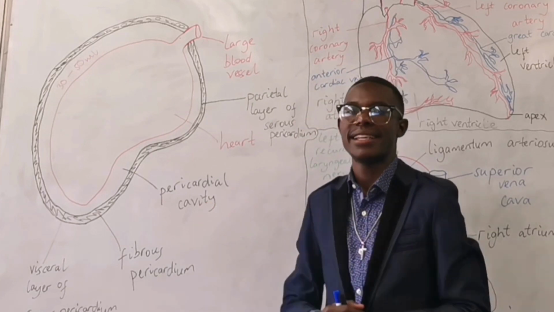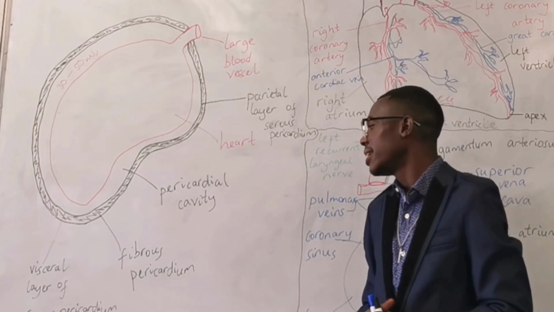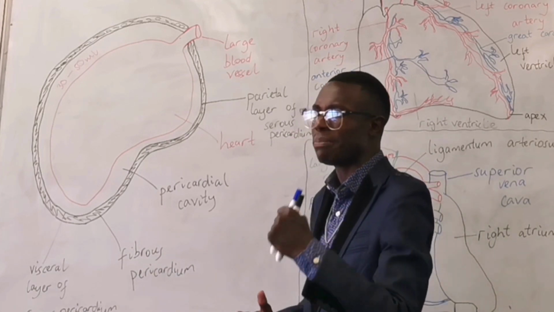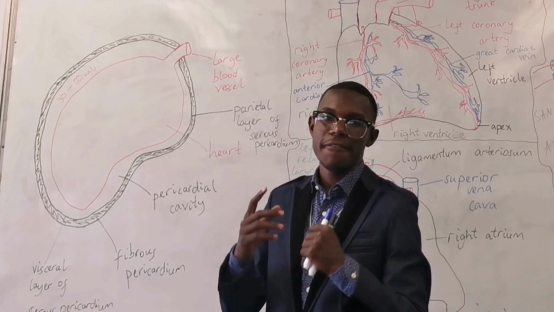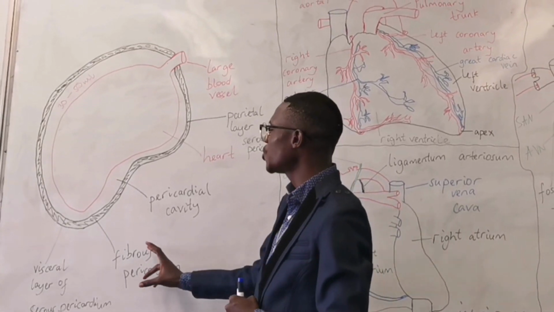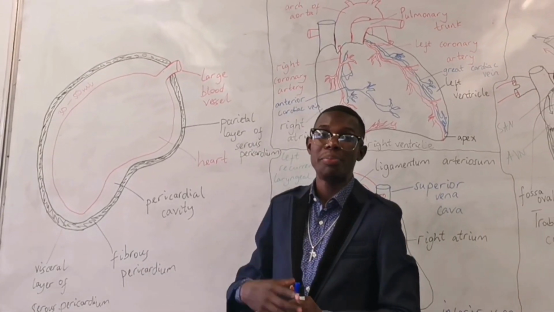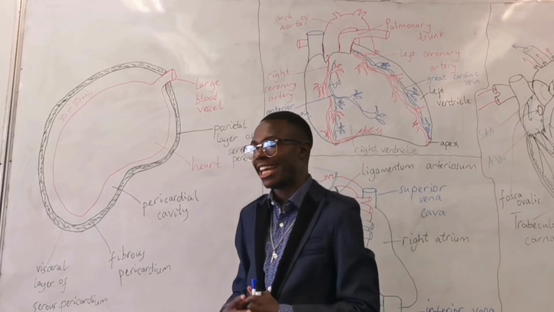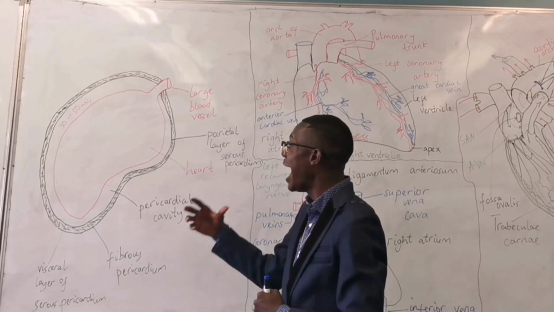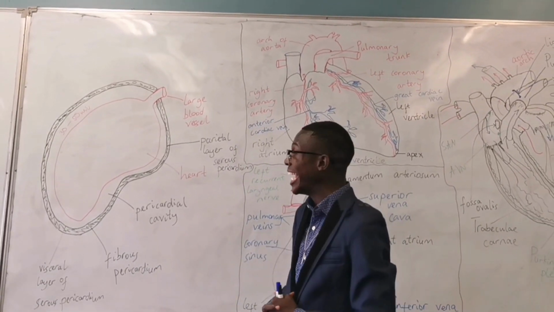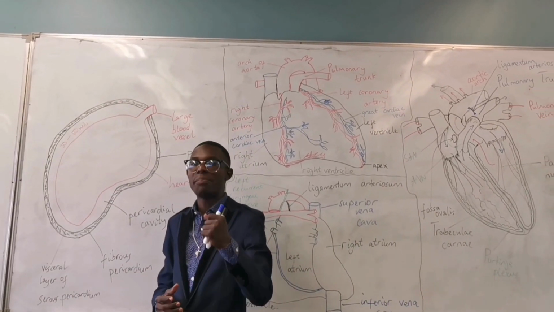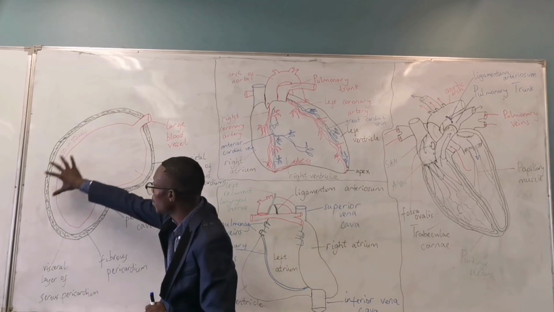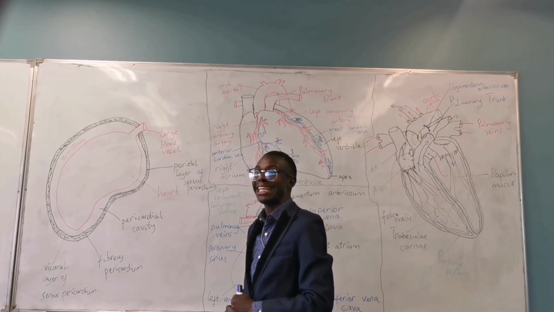What innervates the fibrous pericardium? Right. The fibrous pericardium is supplied by the phrenic nerve, the C3, C4, C5 phrenic nerve. And it also receives branches called the pericardiacophrenic arteries that originate from the internal thoracic artery. So there are branches of the internal thoracic artery that are going to supply the fibrous pericardium.